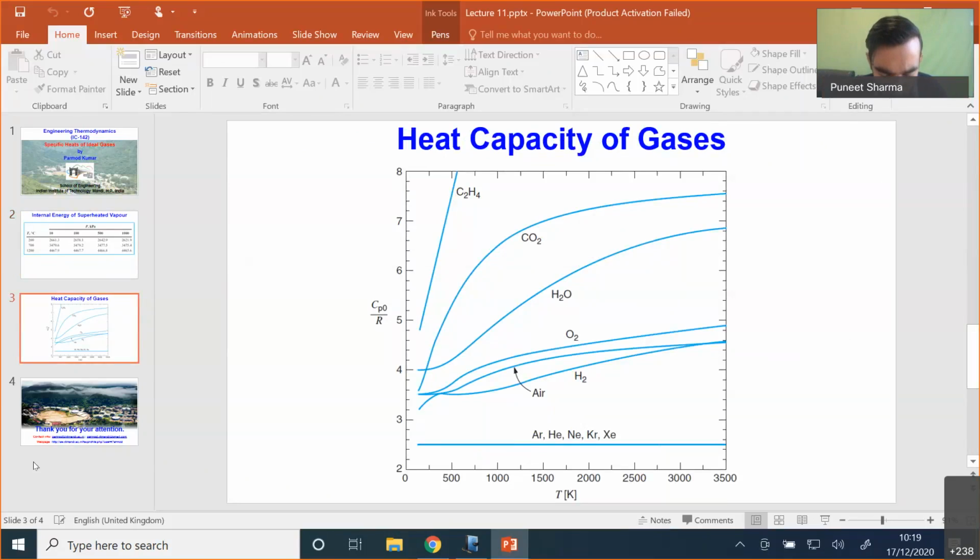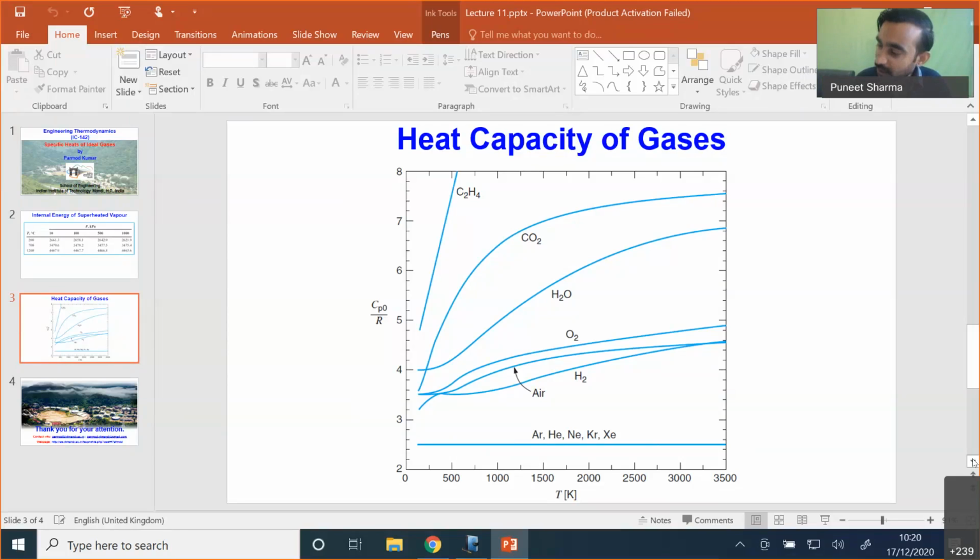So you can see we have plotted CP naught by R along the ordinate, and temperature is given in Kelvin. For all the noble gases, the variation of CP is independent of temperature. Then for all other gases, air, hydrogen, oxygen, this is how the CP values are changing. You can clearly see that for the majority of gases, CP naught by R is increasing with an increase of temperature.